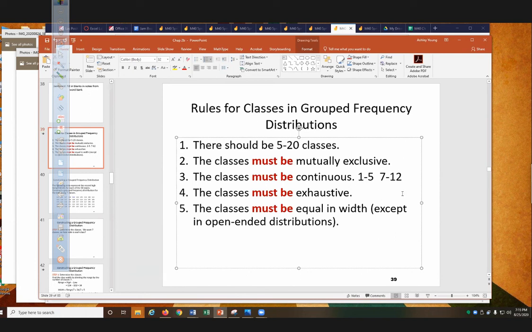Exhaustive means that you have to include everything that's available. So if your data goes up to 20, you can't stop at 19. Your classes have to go all the way to 20. Make sure now all of your data has to be able to go somewhere. You have to have it included somewhere. And then they all have to have the equal width. The classes should all have the same width, unless you're open-ended on the top or the bottom. You know, if you did 70 or more, then obviously that doesn't really have a width.